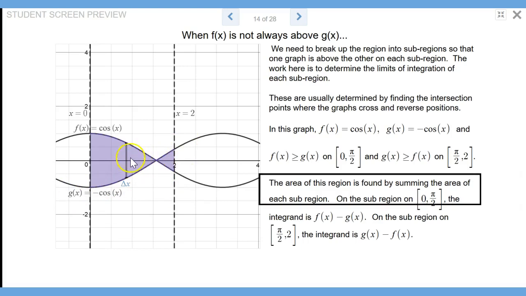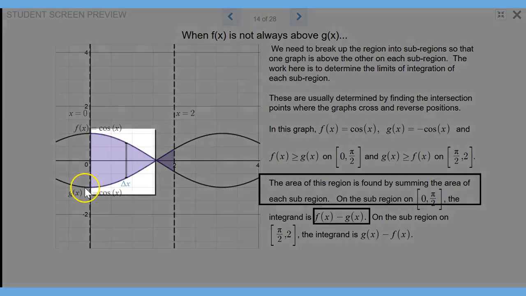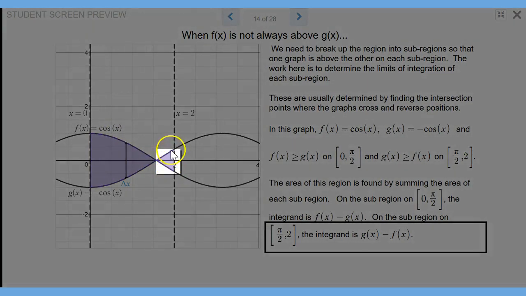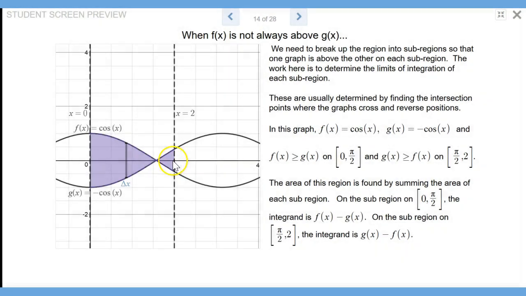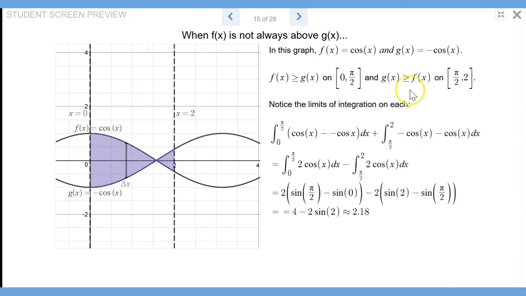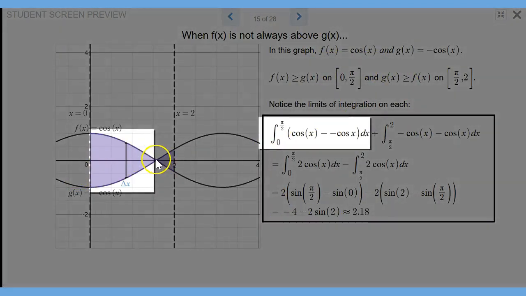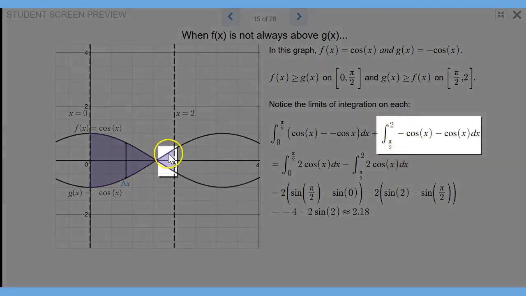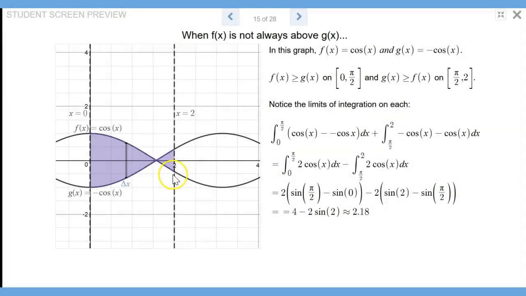So we set up the integral where we're subtracting g from f on the interval from 0 to pi over 2, yet we're subtracting f from g on the interval from pi over 2 to 2. When you have a region like this, you need to break it up into two definite integrals. And here are the integrals. The integral from 0 to pi over 2 of cosine x minus minus cosine x gives me this area. And the integral from pi over 2 to 2 of minus cosine x minus cosine x gives me the area of this region.